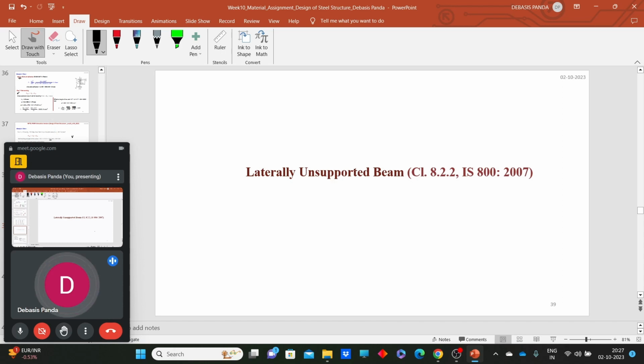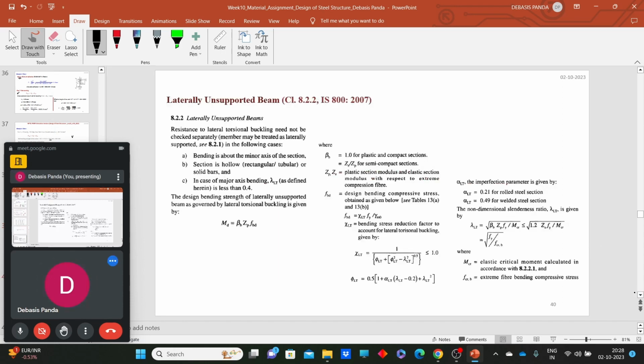Okay, now we will spend some time on laterally unsupported beam. In a laterally supported beam, what we have seen is that the beam is supported in the lateral directions, but here the lateral supports are not provided. So clause 8.2.2 deals with the laterally unsupported beams.